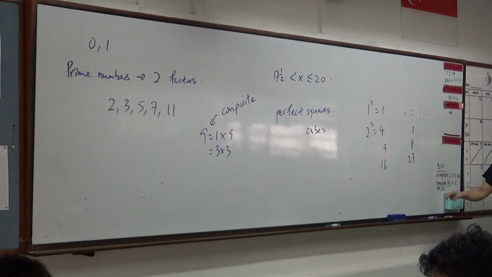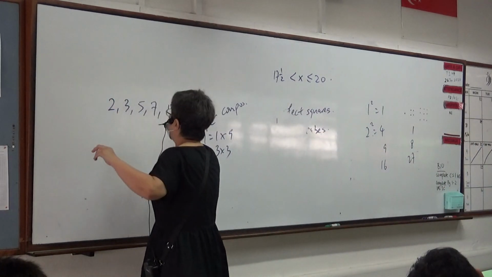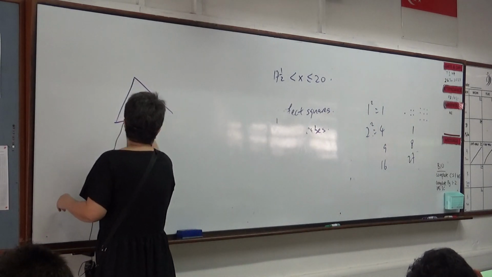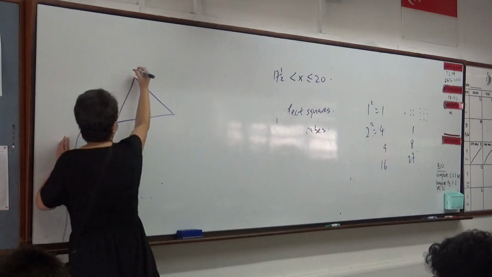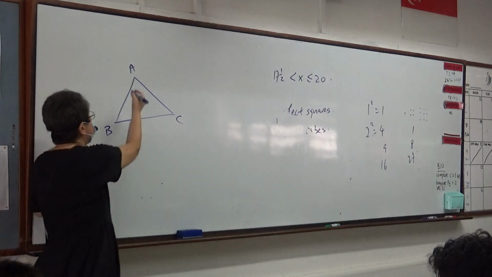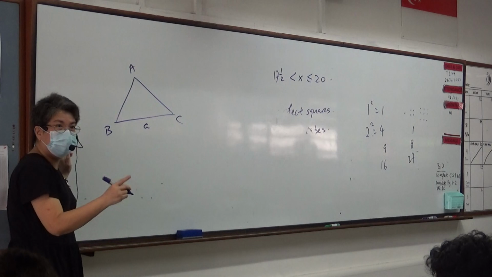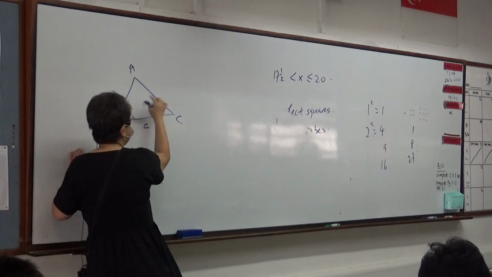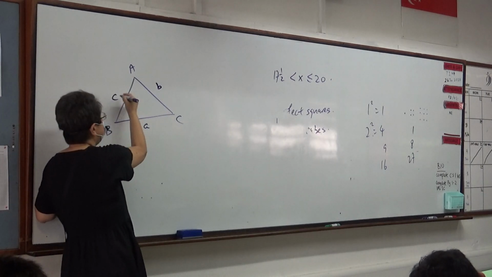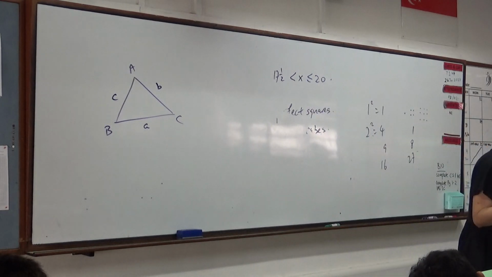This is actually in your Sec 1 syllabus, but I think some of you might have forgotten, so I'm going to enlighten you again. When we have a triangle, let's call this A, B, C. Do you know how to label the sides? Opposite A is little a, because when I do the sine rule and cosine rule later, you have to know this. Opposite B is little b, and opposite C is little c.